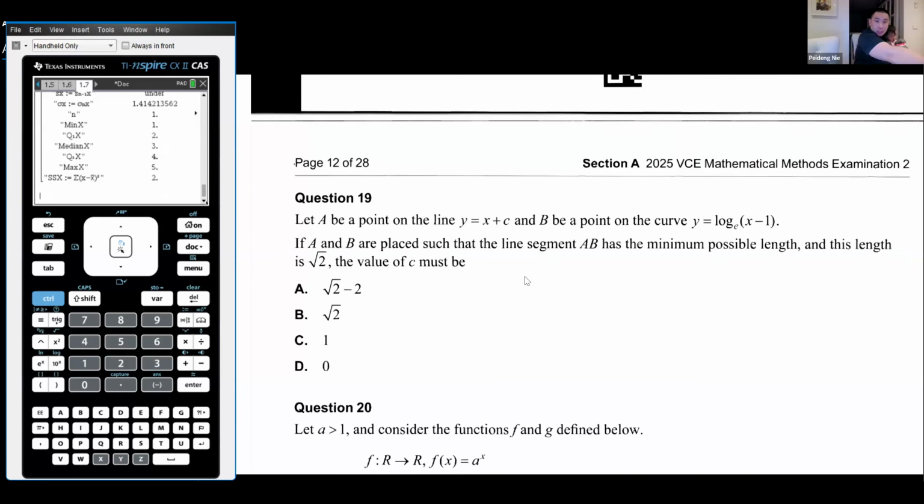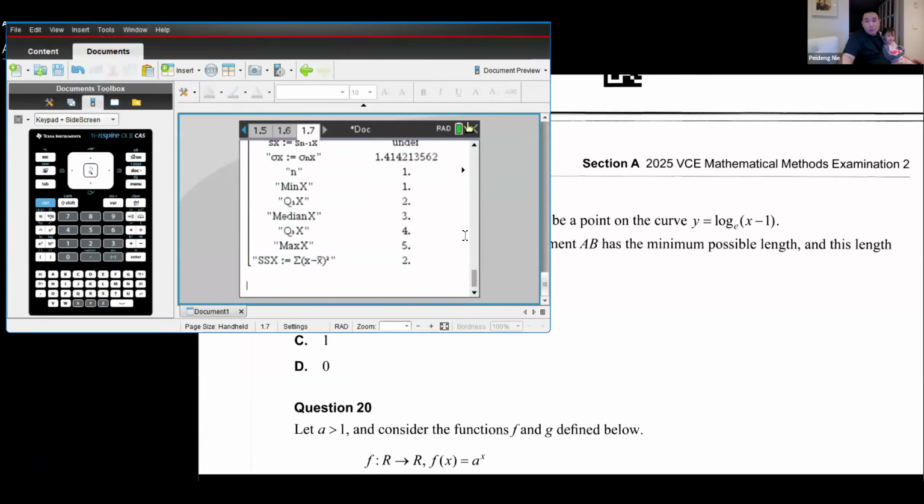Question 19. Let A be the point on the line y equals x plus c, and B be the point on the curve y equals log e of x minus 1. A and B are placed such that the line segment AB has the minimum possible length, and this length is root 3. The value of c must be something. Well, because the question gave us the 4 c values, we can just try each one and observe by inspection. So let me just check the calculator.